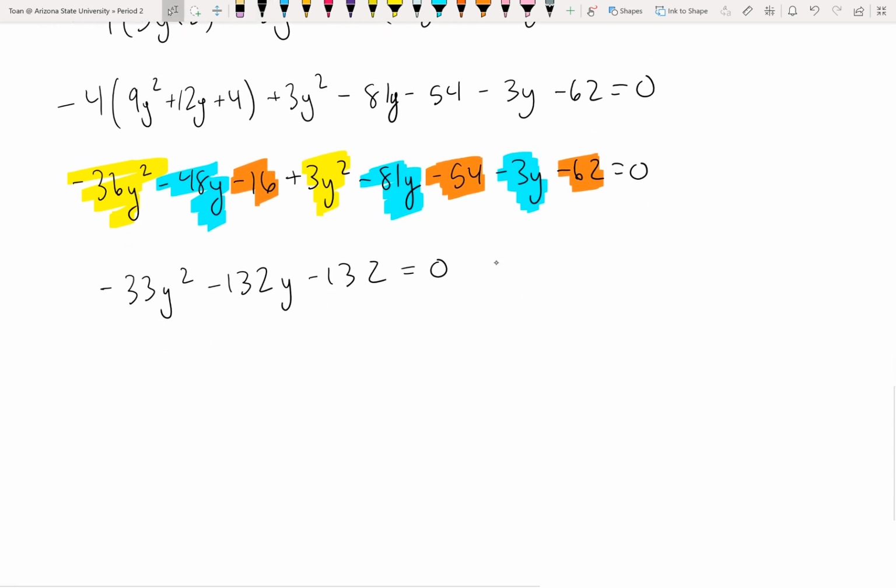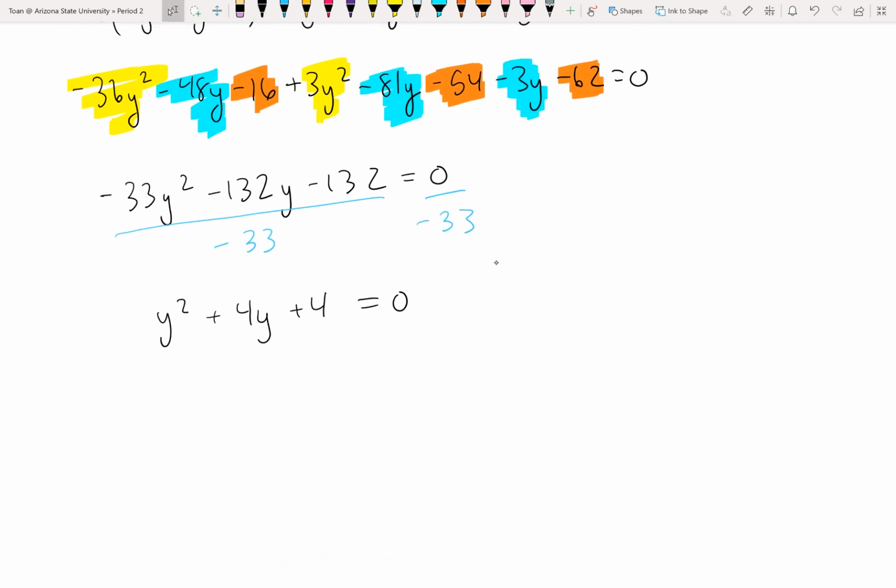That's an ugly looking problem. The numbers are pretty big, so I'm going to ask myself, can I reduce it? Is there a common number I can divide out? And the answer is yes. It turns out we can divide everything by negative 33. What luck. So that gives us a positive y squared, a positive 4y plus 4 equals 0. It's not always going to work out that nicely for us, but hey, I'll take it when I can.